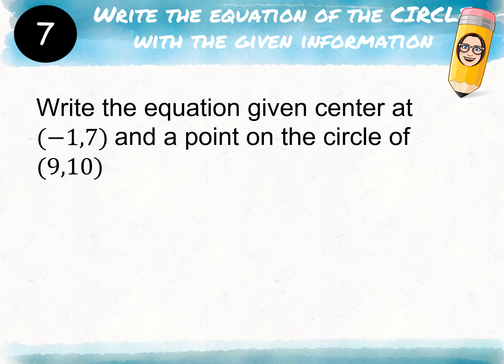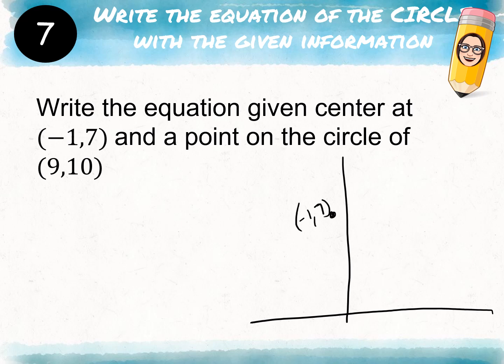Let's take a look at this one. We're going to write the equation given the center at -1, 7 and a point on the circle. All right, here's where that marker board is going to be helpful. I am just going to do a generic graph sketch, but use your marker board. If I do a generic sketch, I need the first and a little bit of the second quadrant. My center is at -1, 7. Let's say this is -1, 7. It doesn't have to be exact. And I'm just going to make that another color to show that's my center. And a point on the circle is at 9, 10.